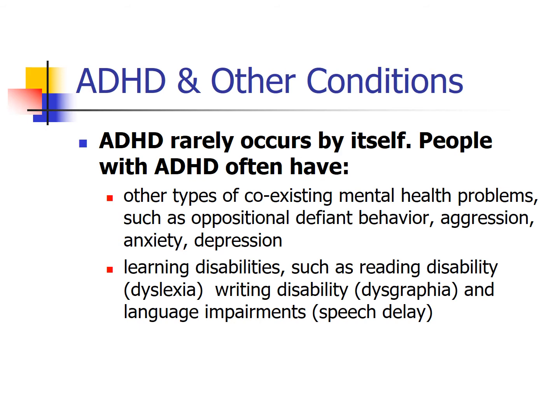And then they can have learning disabilities. Common is reading disability or dyslexia, or writing disability or dysgraphia. And often they might have language impairments or a speech delay. So, we say talk by 2, understand me by 3. My son had mild ADHD and he had a speech delay, and certainly had some dyslexia and dysgraphia.